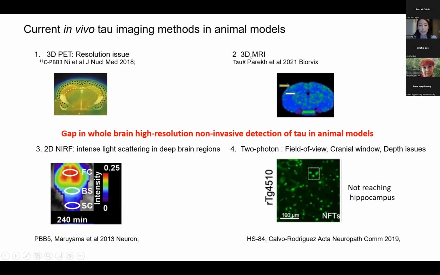Although there have been existing methods using 3D MRI, we see that such methods do not provide very high specificity or sensitivity. And the limitations of 2D near-infrared imaging and two-photon imaging we have discussed before. They are limited by either intense light scattering or a small field of view.